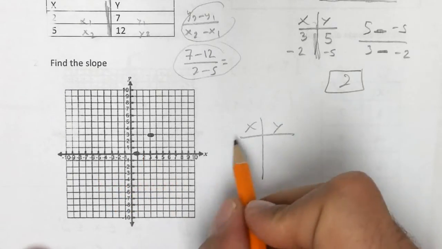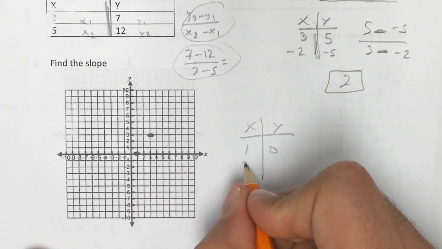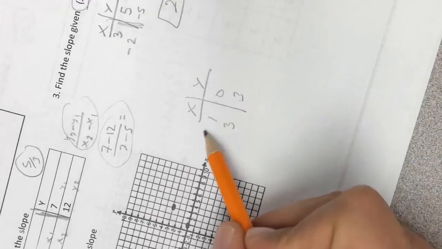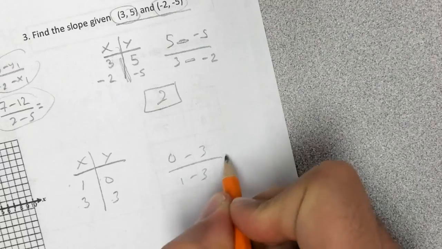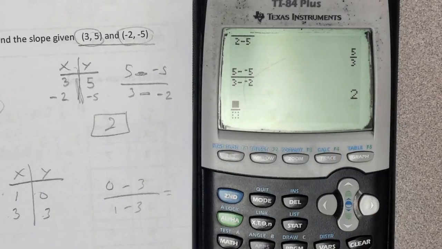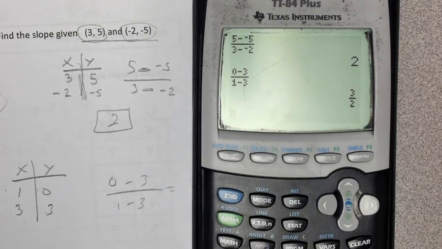This point is 1, 0. And this point is 3, 3. Again, to get the slope, you just slap the table. It flows over this way. Those numbers are on top, those numbers on the bottom. And again, you can go over here and go alpha, y equal to enter. And we have 0 take away 3, and 1 take away 3. And that's 3 over 2.